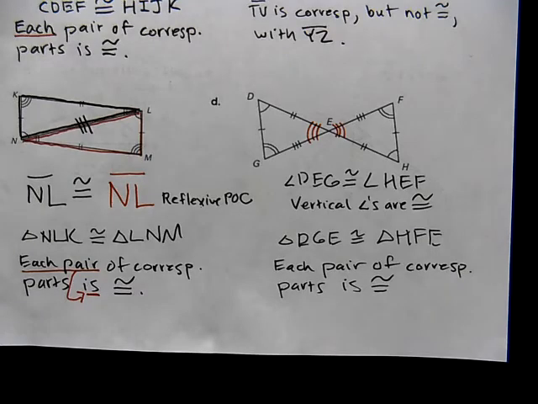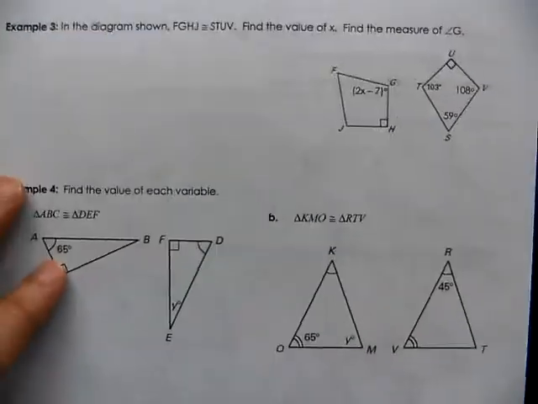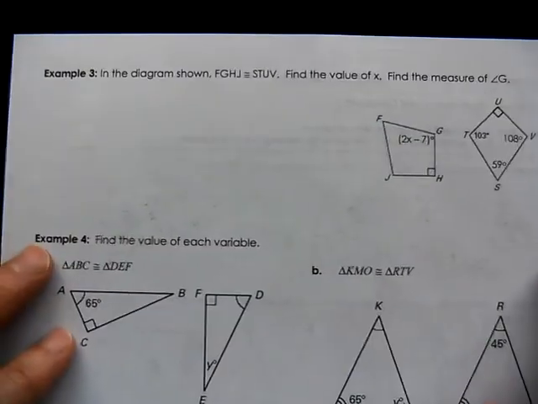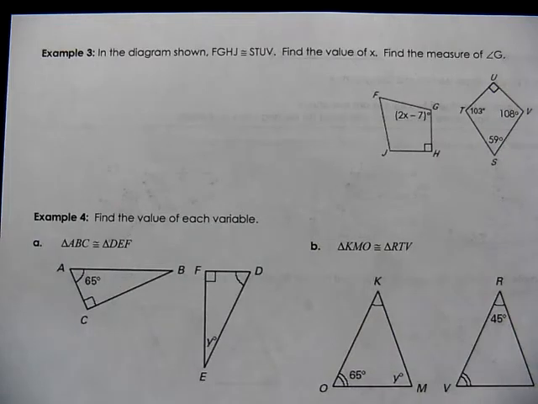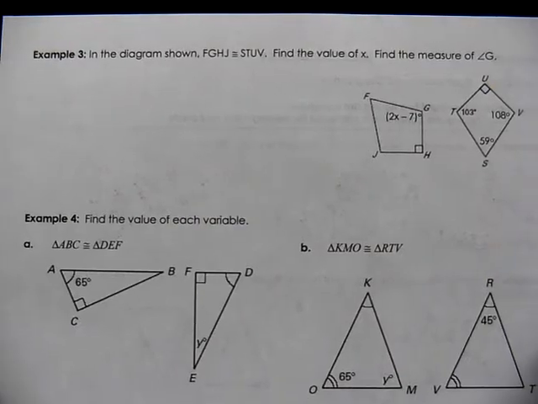Alright, let's take a look at the next page. We have now a variety of problems on the back side here where we're looking at figures that are congruent, and they're asking us to solve for a particular size of an angle or side length or finding a particular variable value. And it all comes down to identifying what those corresponding parts are. So let's look at example 3.